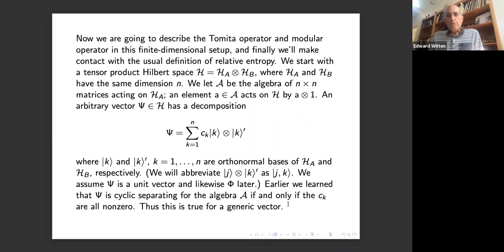So my next slide, I'm sorry to flash a bunch of equations in front of you, but I just want to make it clear that we could concretely define the Tomita operator in this setting and that it's elementary to do so.